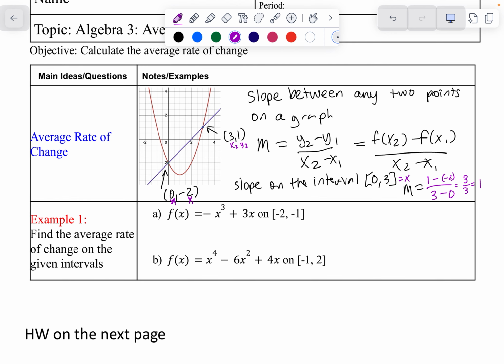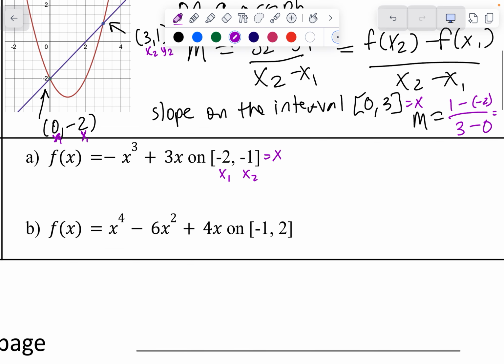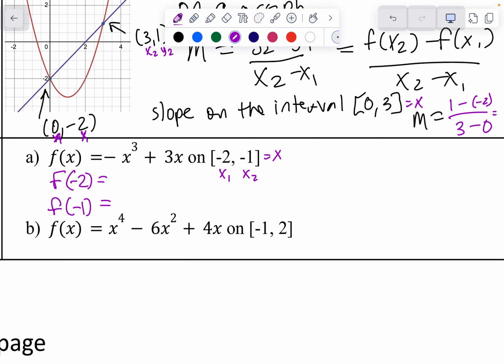So this is x1, and this is x2. I start at the x value of negative 2. I end at the x value of negative 1. That's an interval of x's. So all you're going to do to find the average rate of change on that interval is what is happening at negative 2, what is happening at negative 1. I need a point. So I need the function value at that point.